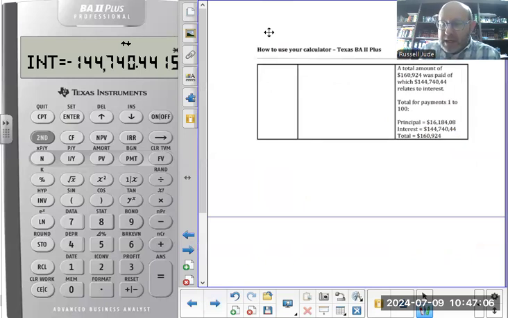Let's go over our page, and now we can do a bit of an analysis of this loan. And what do we see? Total for payments 1 to 100. Remember, I'm looking at multiple payments, 100 in total. I've made total payments of $160,924. How much of it is principal? 16,184. How much is interest? 144. Of course, if you sum the 16,000 principal and the 144 interest, you get to total payments of 160,924.